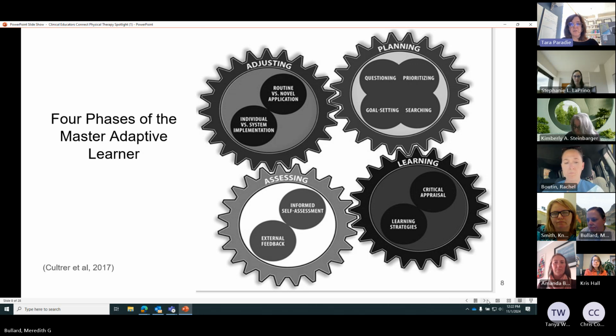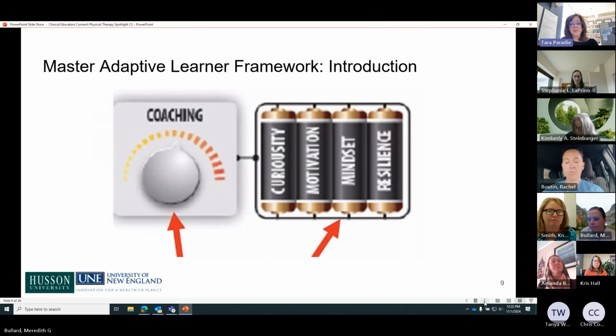And then the fourth phase of the learner is that adjusting phase, where they're going to be implementing both routine and novel applications of their new skills into their practice. So if we could progress this last one with the batteries.